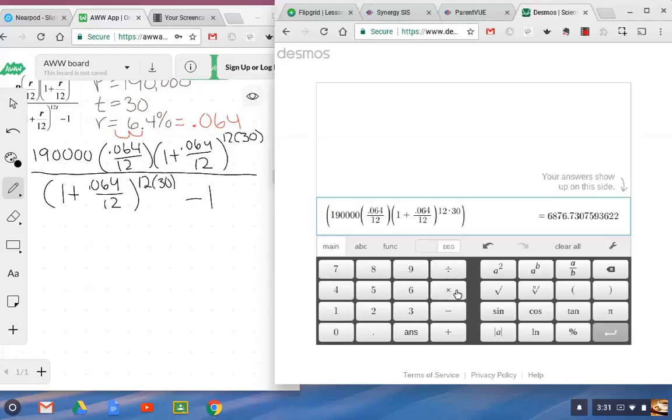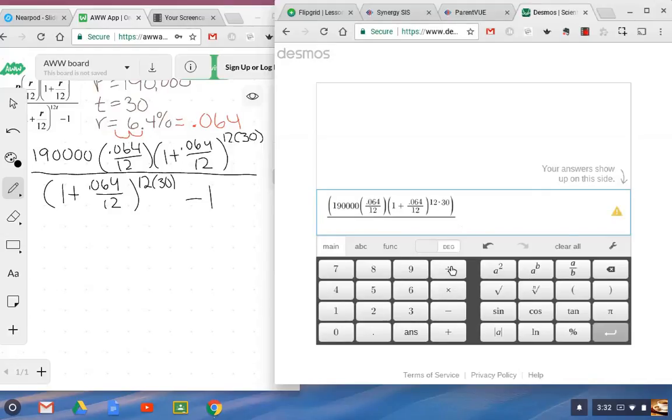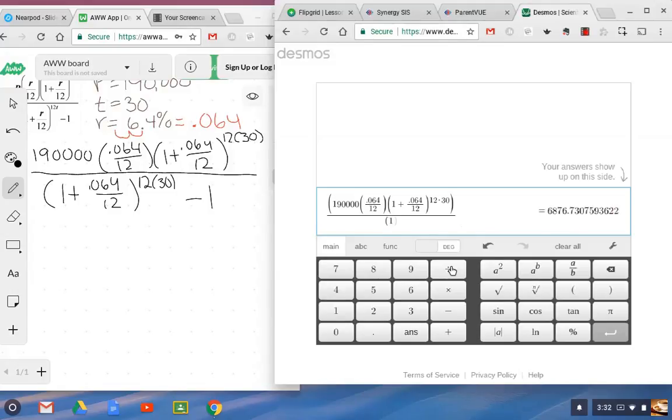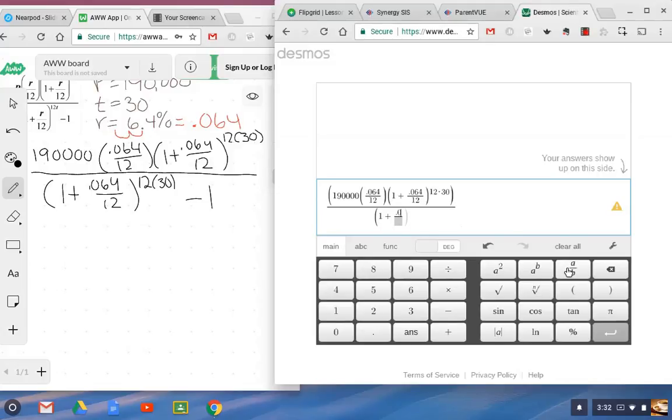Then I'm going to be dividing, so divide. And now I want my denominator. Notice it made a nice little fraction bar for me. Parentheses 1 plus another fraction. So 0.064 divided by 12. And then this one again is to the power of 12 times 30. And then don't forget about the minus 1 hanging out on the outside there. Notice it gives me my calculation right here along the side. I can see it's all plugged in correctly with parentheses and everything.